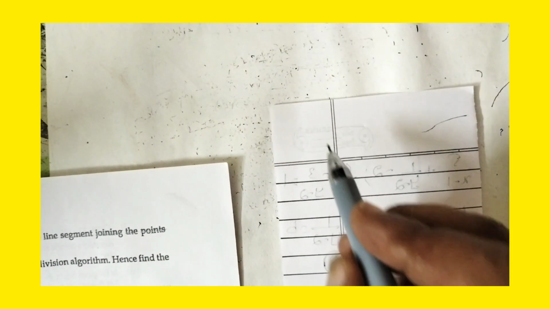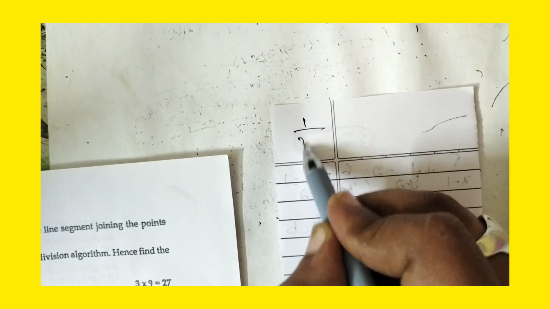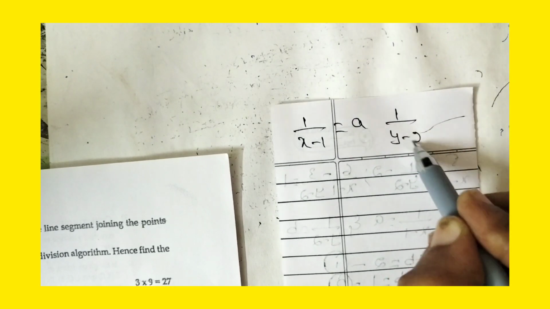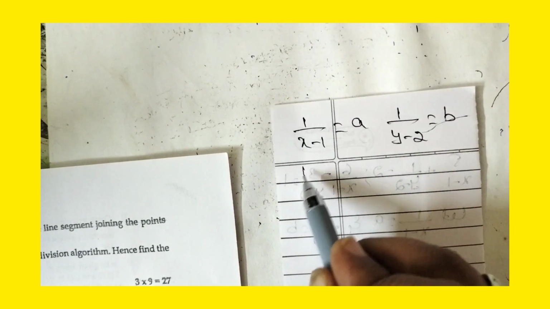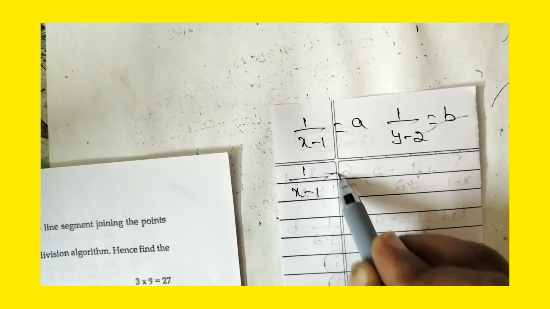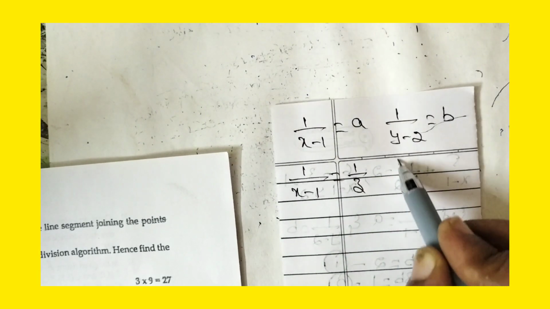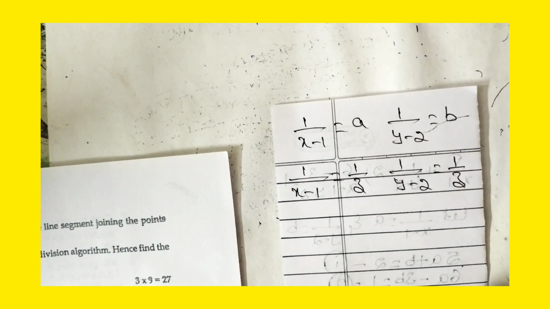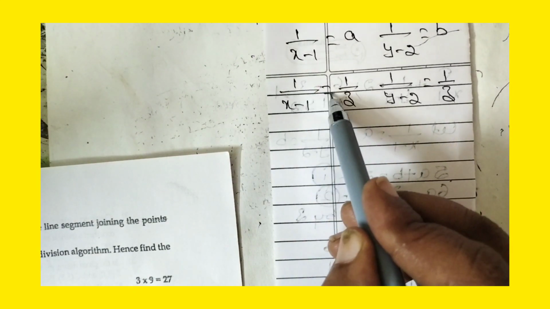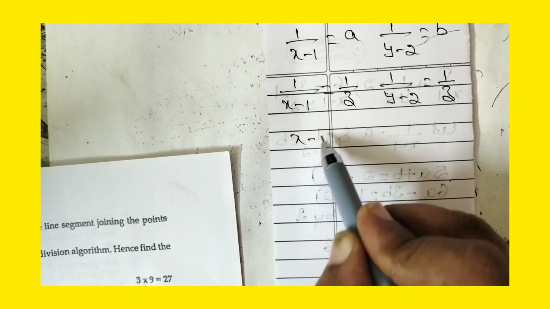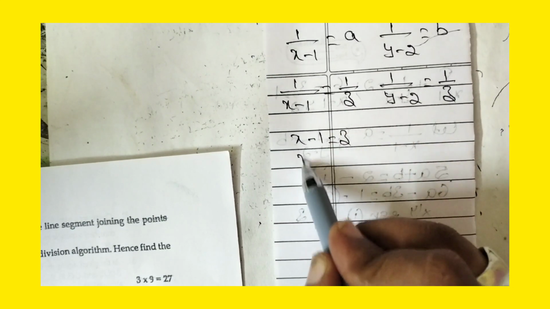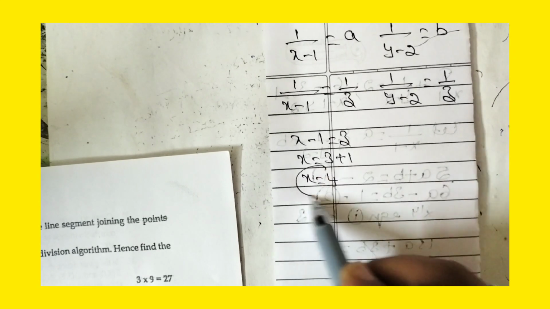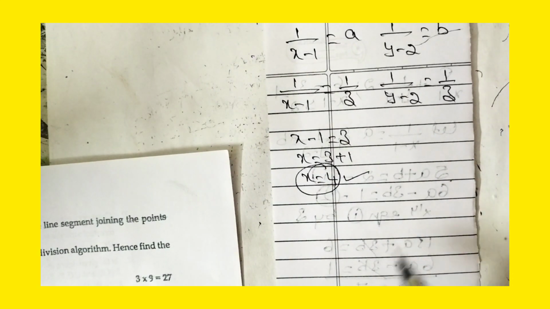So now we have substituted that 1 divided by x minus 1 is equal to a and 1 divided by y minus 2 is equal to b. 1 divided by x minus 1 is equal to a, which is 1 by 3. 1 divided by y minus 2 is equal to b, which is 1 by 3. Now 1 is equal to 1. Therefore x minus 1 is equal to 3. X is equal to 3 minus 1 becomes plus 1. X is equal to 4. Therefore the value of x is 4.